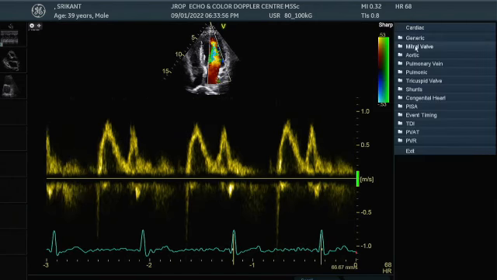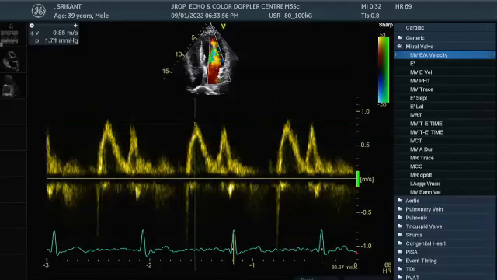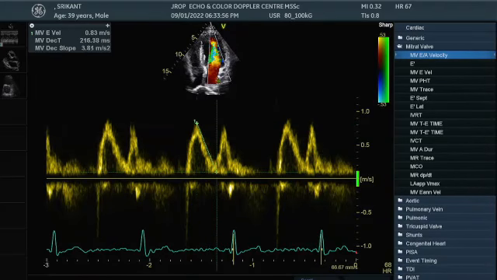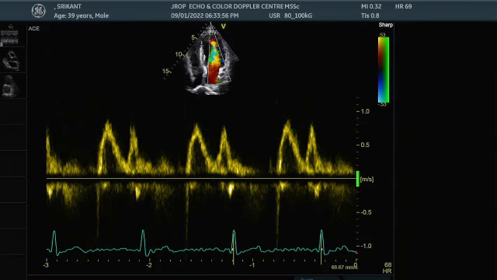We get E and A wave. This is E wave. This is A wave. So we have got E wave velocity, we have got A wave velocity, we have got a deceleration time, and then E ratio.